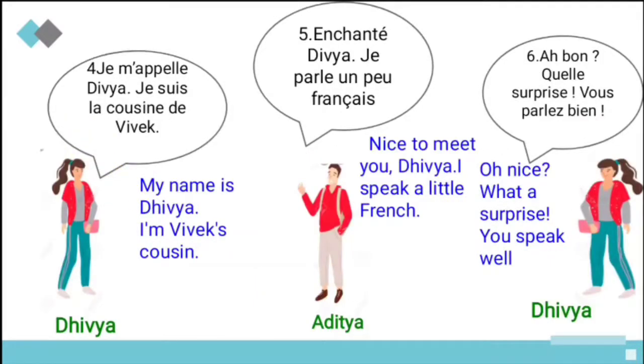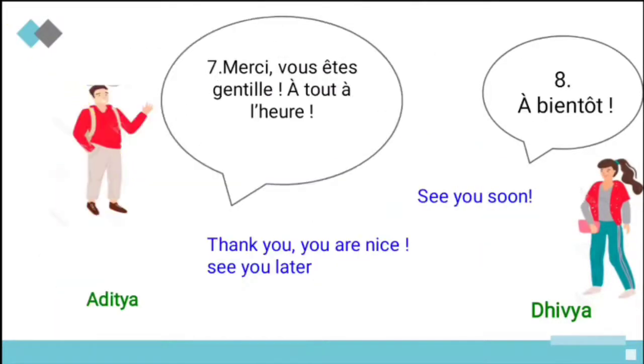Divya: Je m'appelle Divya. Je suis la cousine de Vivek. So my name is Divya. I am Vivek's cousin. Aditya: Enchanté Divya. Je parle un peu français. So nice to meet you, Divya. And I speak a little French. Divya: Ah bon, quelle surprise. Vous parlez bien. So how nice, what a surprise. You speak well. Aditya: Merci, vous êtes gentille. À tout à l'heure. So thank you, you are nice. See you later. Divya: À bientôt, it's one of the expressions. See you soon.